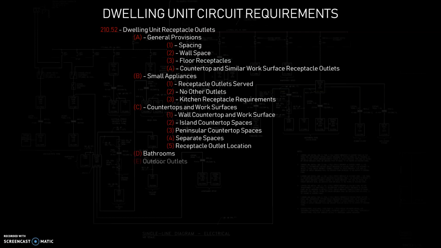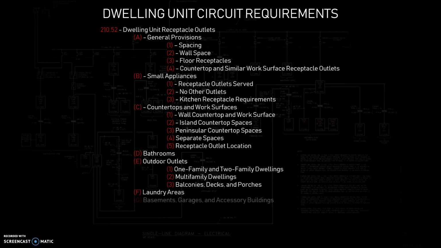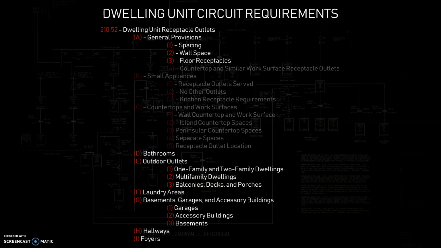In (D), we hit bathrooms. 210.52(E) is going to be outdoor outlets. Then 210.52(F) is laundry areas. Then we have basements, garages, and accessory buildings. Moving on to hallways, 210.52(H). And lastly, 210.52(I) is foyers, or your entryways, right? There are a couple of these we're not going to hit on. I don't want to do anything with kitchens at this point. That's going to come at a later time. So we're rolling out anything under number 4 of section A, and all of sections B and C. We'll talk about that later. We're not worried about that stuff right now.